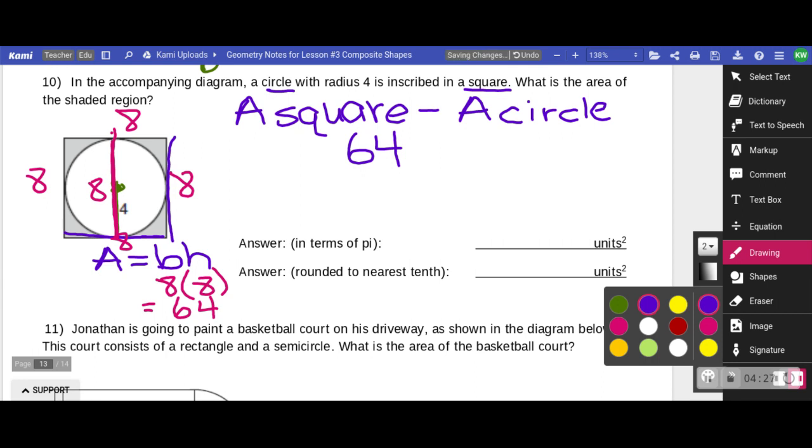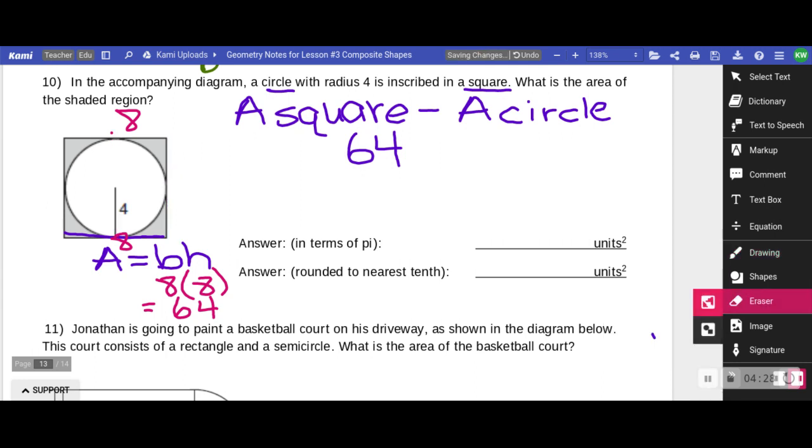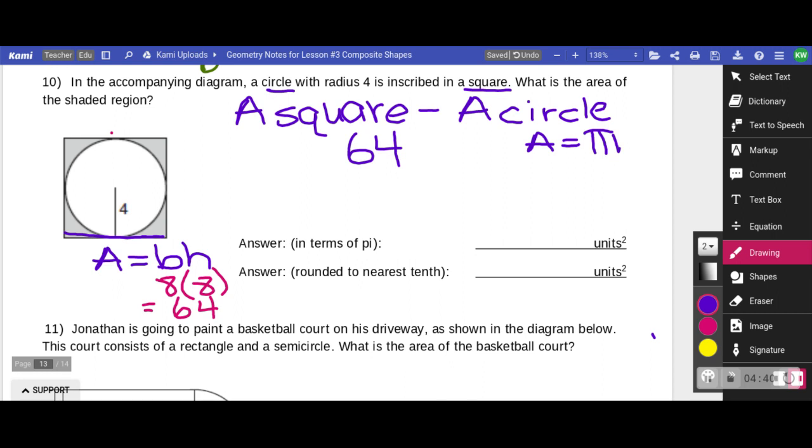Now I'm going to have to find the area of the circle. So let's take a look at the circle. Now to find the area of a circle, the formula is on your blue reference sheet, but we're going to write it down right here. Area equals pi r squared. Now r is the radius, which goes halfway across the circle, and we were given the radius of 4. So we know it's pi times 4 squared.